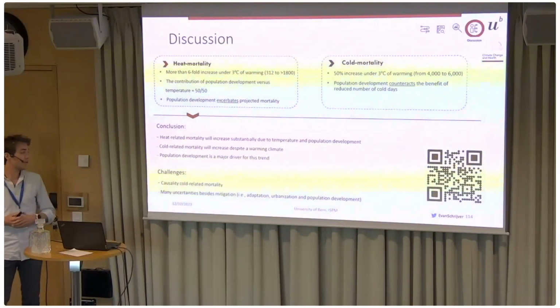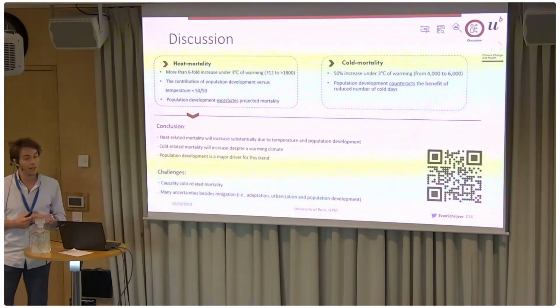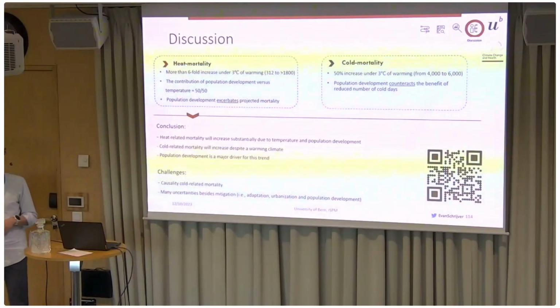There are a couple of challenges, of course, or limitations we should be aware of. And that's a bit of the causality of cold-related mortality, because it's not as straightforward. And there are many uncertainties besides mitigation and urbanization and population development. And one of those uncertainties is, of course, adaptation, because we would assume some sort of adaptation over time. However, this has not been included in this study, and in most studies that does not occur because it can sometimes be quite tricky to include some sort of assumptions on adaptation. So much more work, of course, is required on that part. And if you want to find the study, it's already published in Environmental Research Letters. You can scan it there, and I'm happy to take more questions at the end.